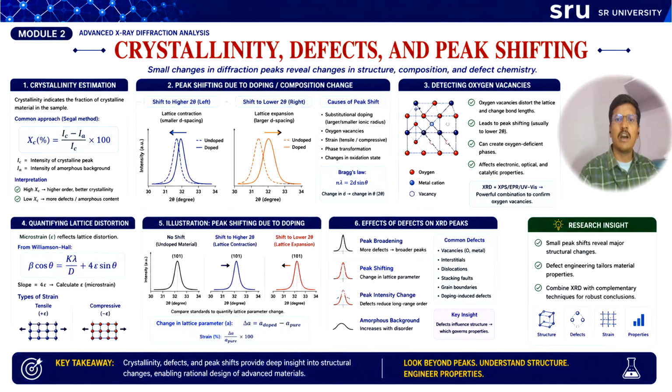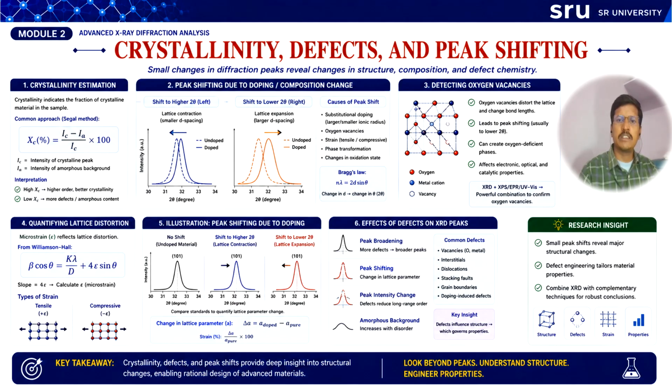The Williamson-Hall equation, which we discussed in the previous section, helps us to separate the crystallite size and strain contributions with different peaks.